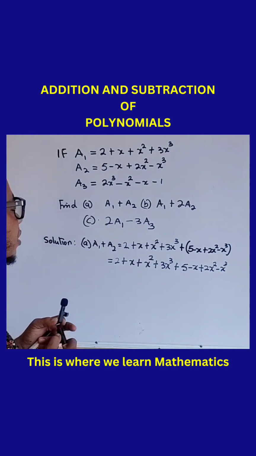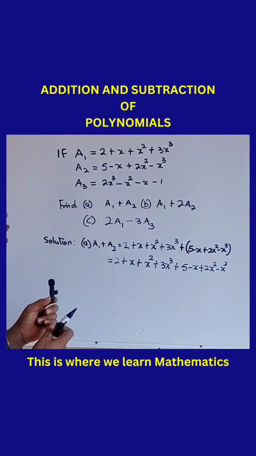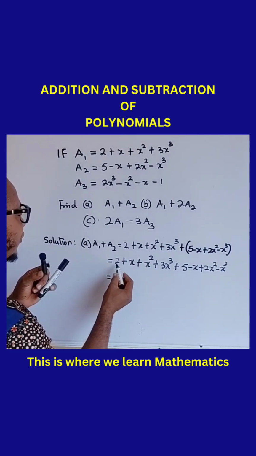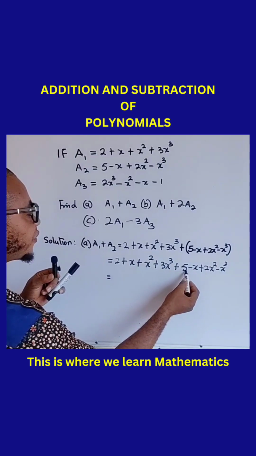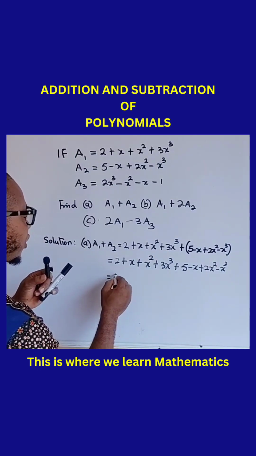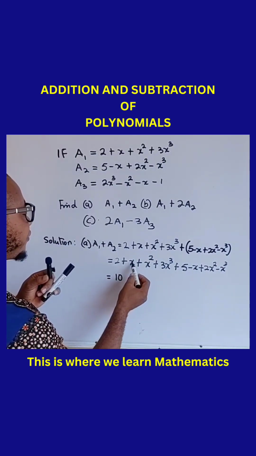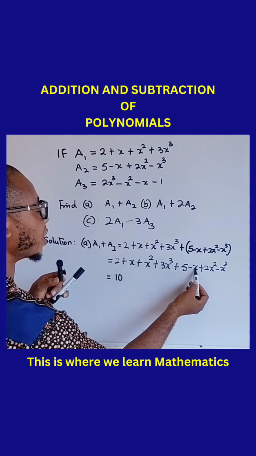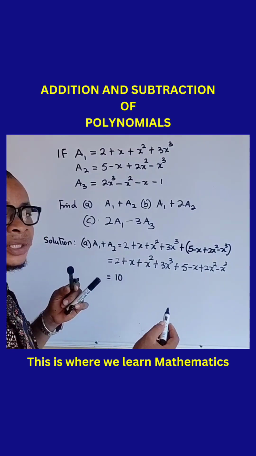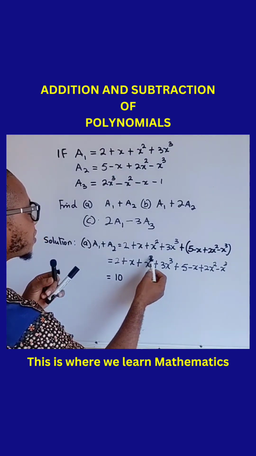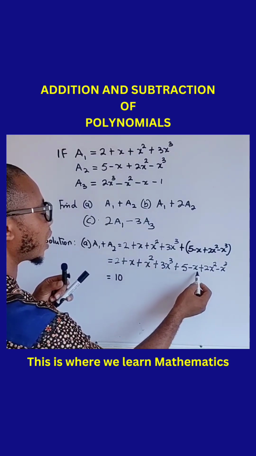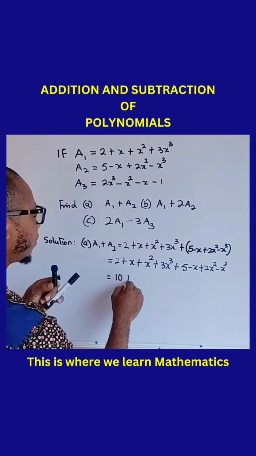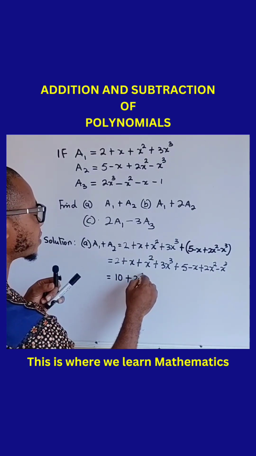Okay, having done that, the next thing will be to collect like terms. What are the like terms here? We have 2 and we have 5. So 2 plus 5 will give us 7. Then we have x. We have another minus x here. So x minus x will give us 0. So x is gone. Then we go to x squared. We have x squared and we have 2x squared. They are the same. So x squared plus 2x squared will give us 3x squared.